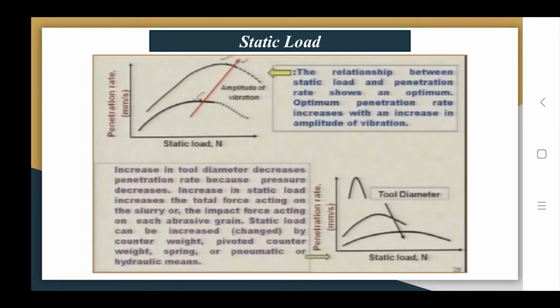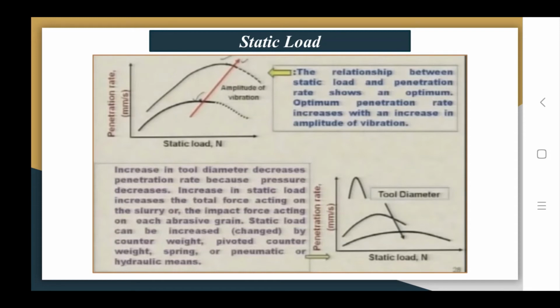decreasing. And as the amplitude of vibration increases, the penetration rate is also increasing, and the relationship between the static load and the penetration rate shows an optimum value. You can see it here. And the optimum penetration rate increases with the increase in amplitude of vibration.